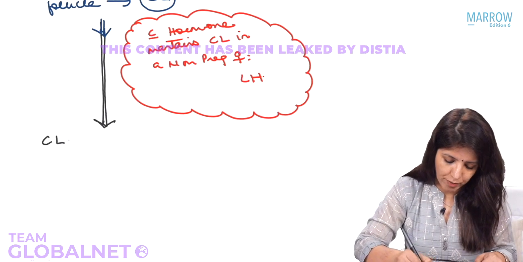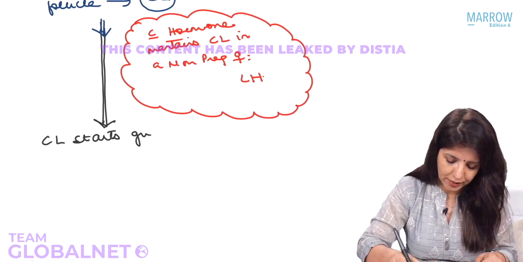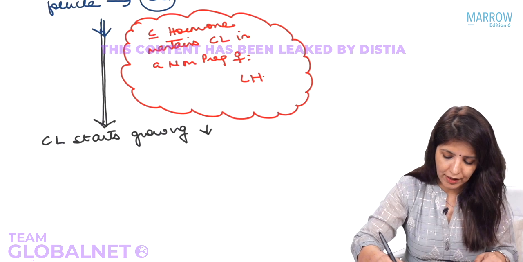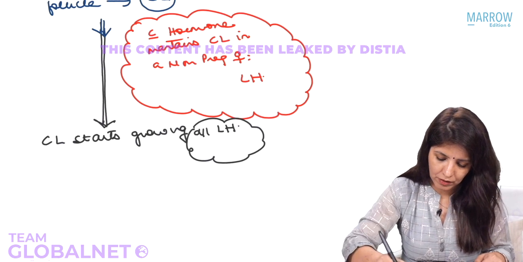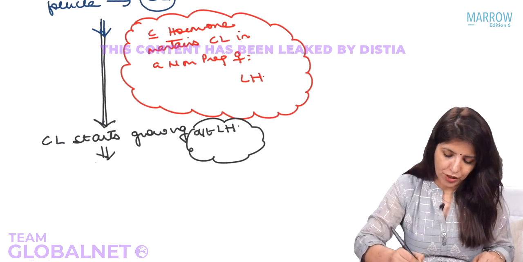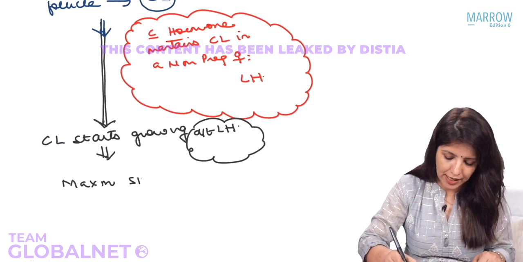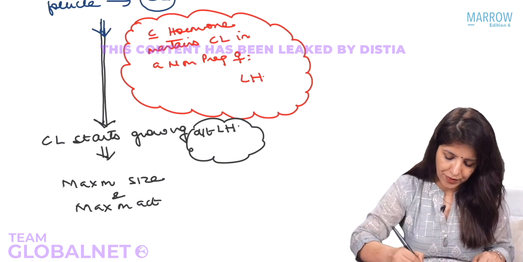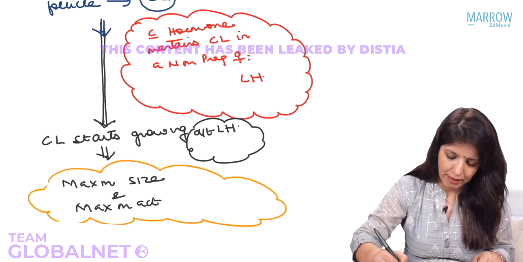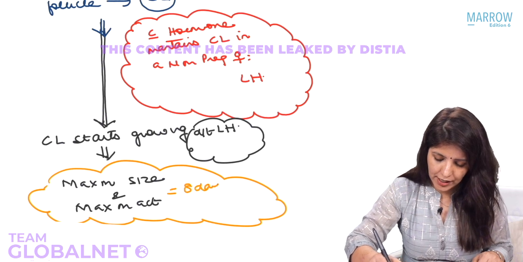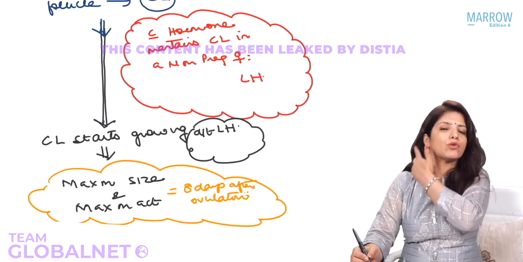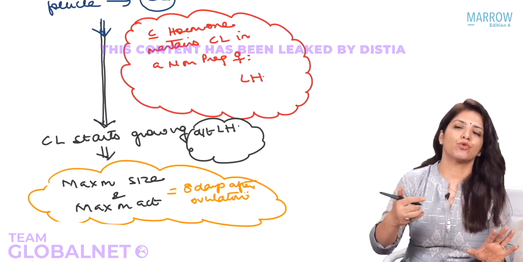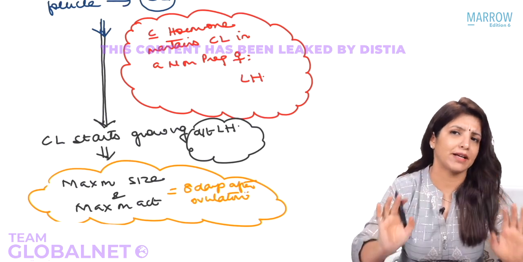So now what happens? Corpus luteum starts growing under the effect of LH, right? Due to LH. And this corpus luteum reaches maximum size and maximum activity. That's a very, very important question. It reaches maximum size and maximum activity 8 days after ovulation, right? So 8 days after ovulation, corpus luteum is going to attain maximum size and maximum activity.